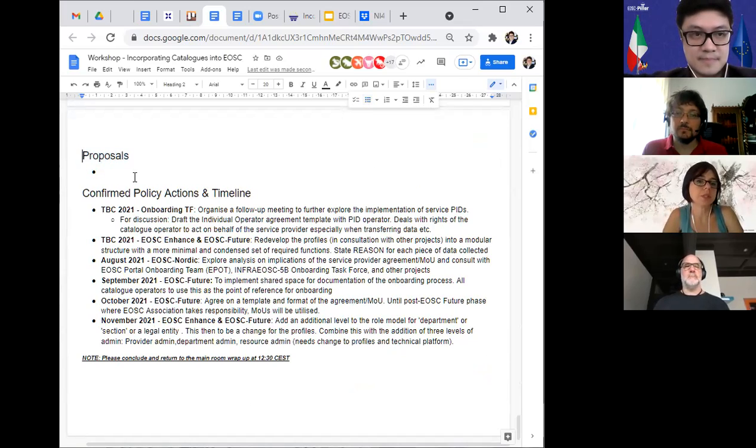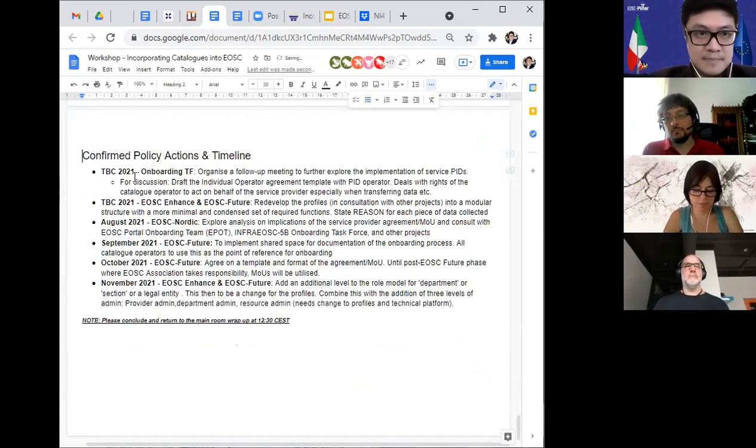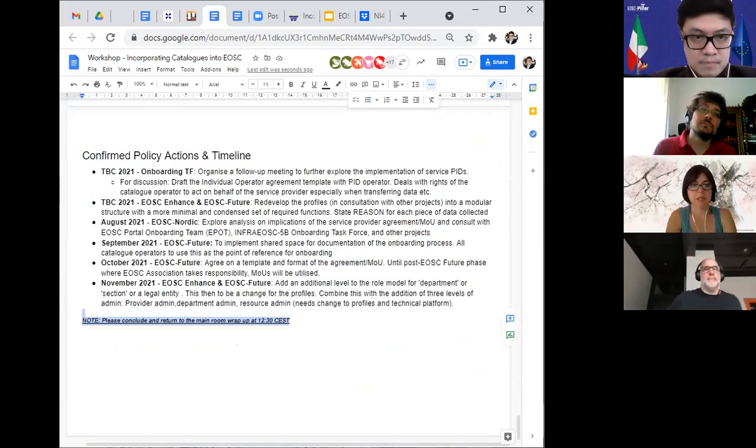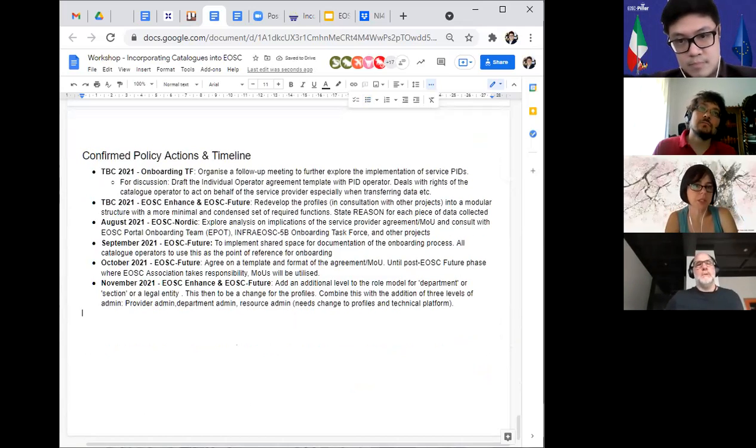Also in our session, we discussed quite a number of actions. The focus was mainly on two key points.